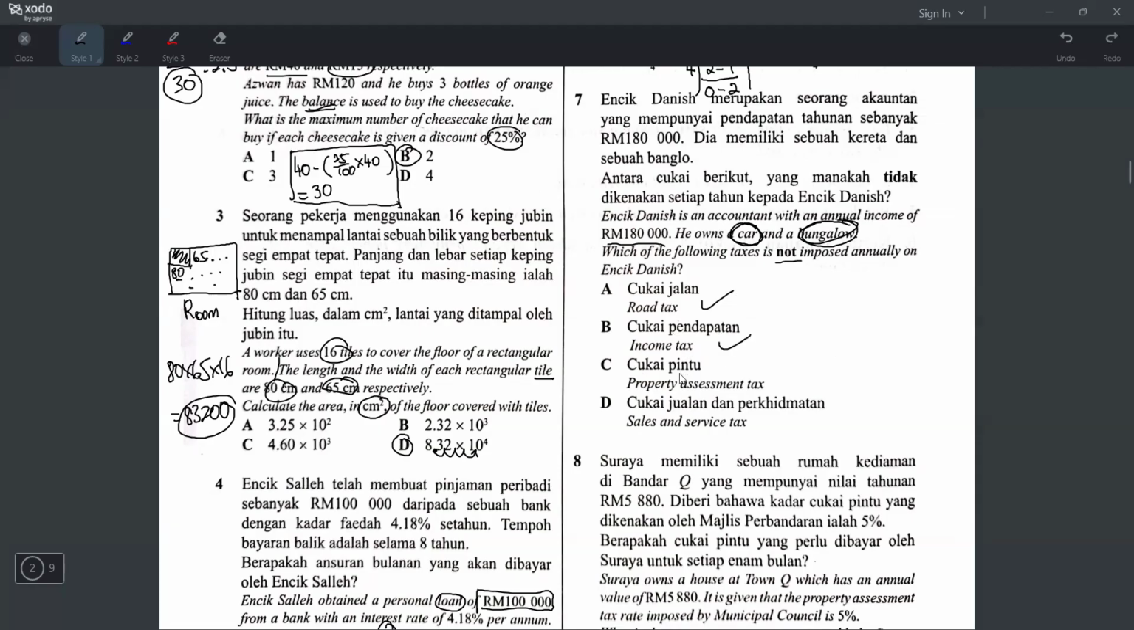Cukai pintu is the tax for people who have a house. Property assessment tax is the tax charged on people who have property, which is the tax for people who have a house. So he has a bungalow, so he has to pay it too. So the answer is D, because they ask which of the following tax is not imposed. So sales and service tax does not apply. He doesn't need to pay sales and service tax. So that's the answer.